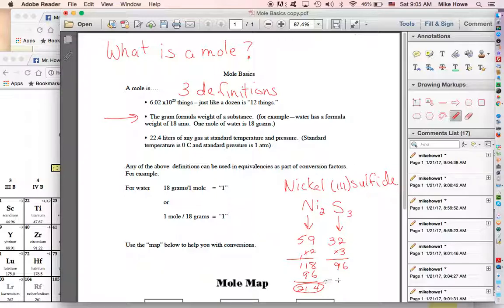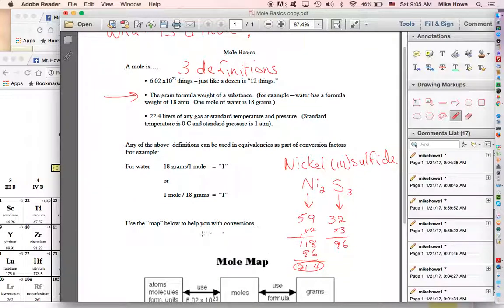Well, when chemists decided to use this formula weight as a standard, they decided we need to figure out how many pieces are in this many grams. And it turns out that you have the same number of pieces in the formula weight of anything. So 214 grams of nickel 3 sulfide contains this many pieces.